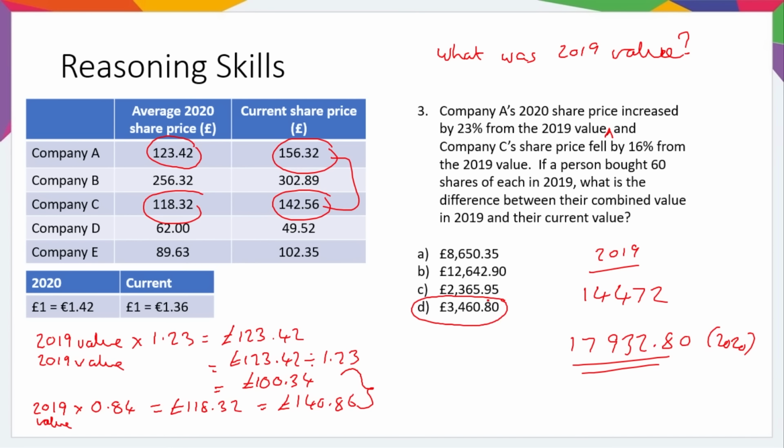So I'm guessing one of the key shortcuts here would be not doing 60 times 156.32, 60 times 142.56, adding them together, then multiplying by 60. And we've saved ourselves a lot of time by doing that shortcut twice.